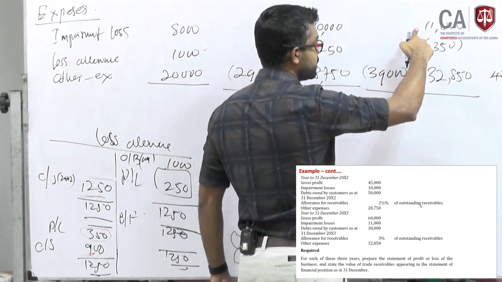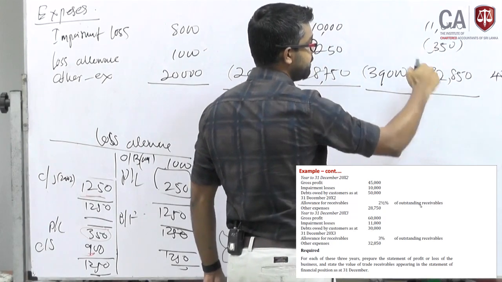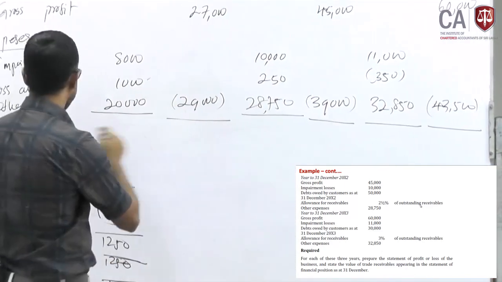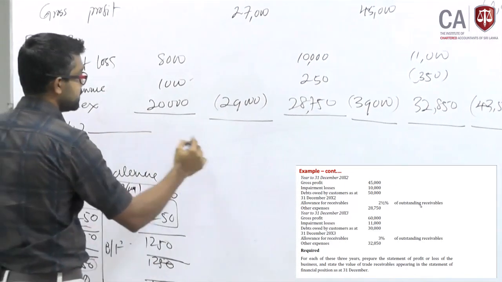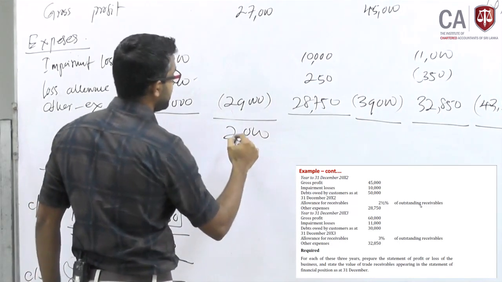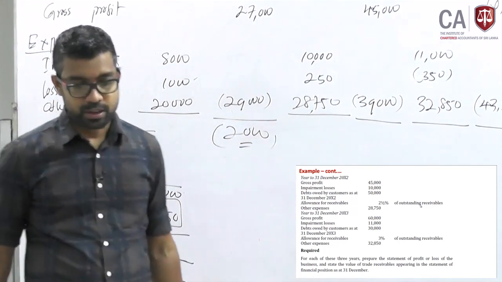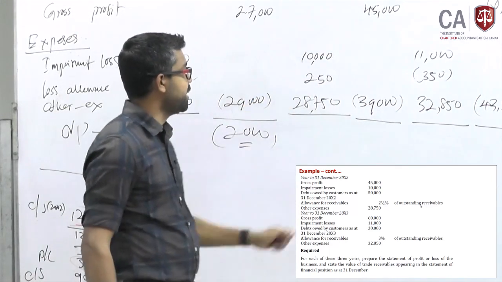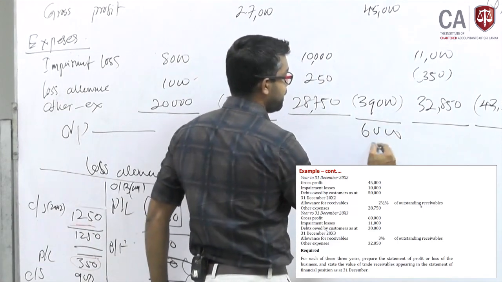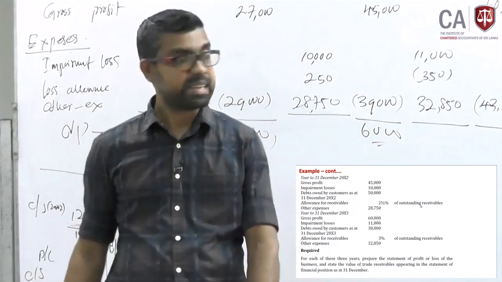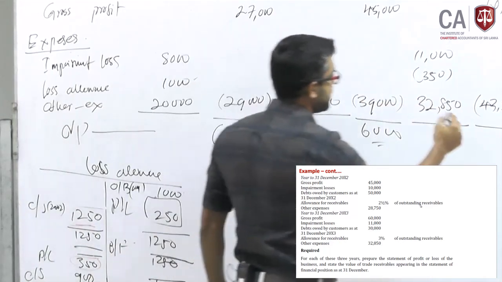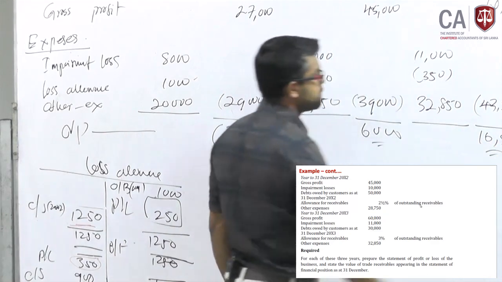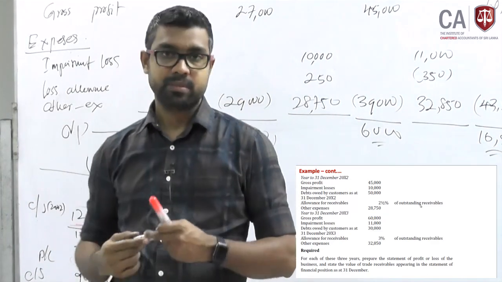Here 32,850, 43,850 minus 350, 43,500. So here net profit, net loss of 2,000 you have, right? 27,000 minus 29,000. 45,000 minus 39,000, 6,000 profit you have next year. Last year 60,000 minus 43,500, 16,500. So that's the answer, right?